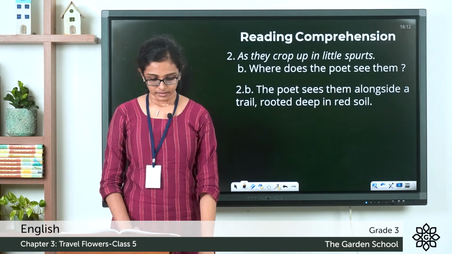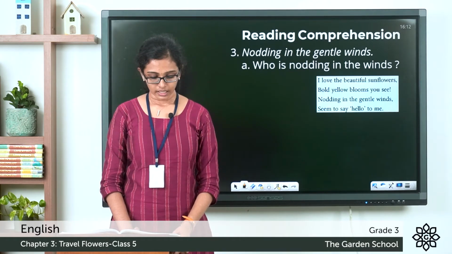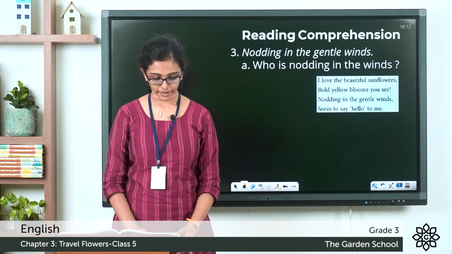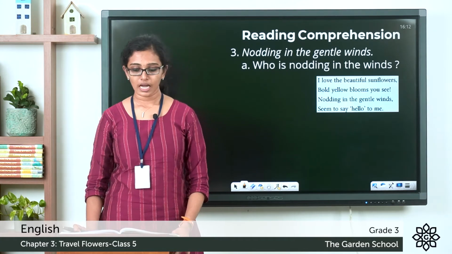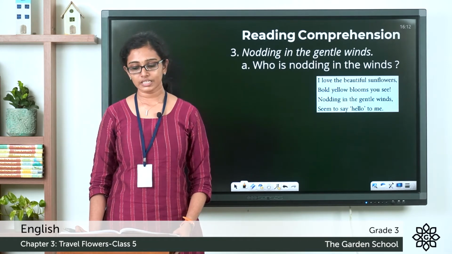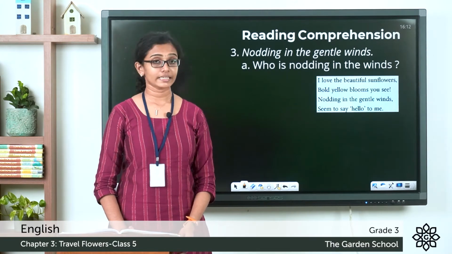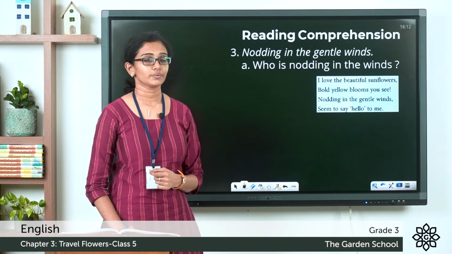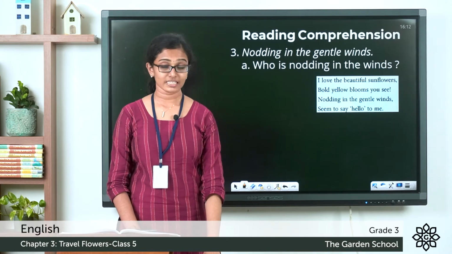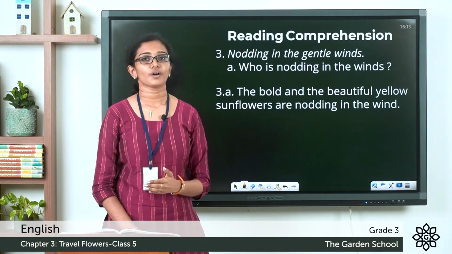Clear? Now question number 3. Nodding in the gentle winds. And which is the line given there? That line is from the second stanza of the poem. So let's read the second stanza of the poem. I love the beautiful sunflowers, bold yellow blooms you see, nodding in the gentle winds, seem to say hello to me. So who is nodding in the winds? The first question, who is nodding in the winds? The beautiful sunflowers are nodding in the gentle winds. So let's write the answer for that. The bold and the beautiful yellow sunflowers are nodding in the wind.